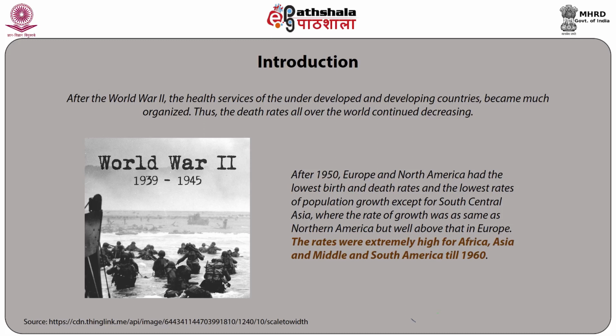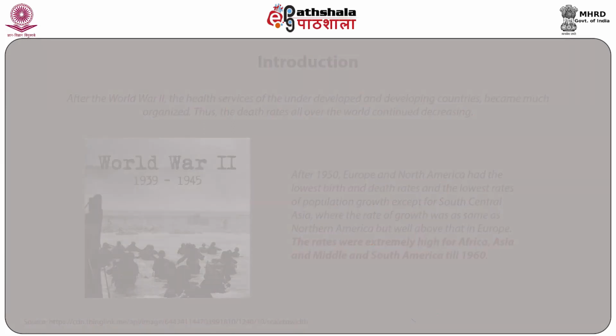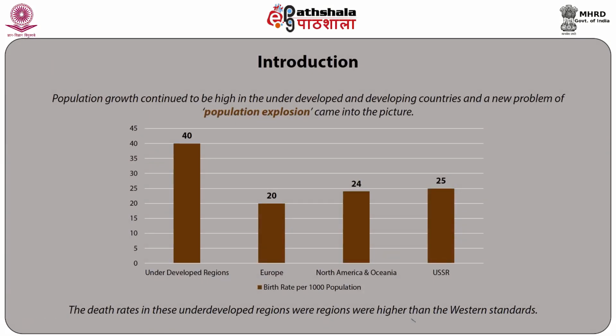After 1950, Europe and North America had the lowest birth and death rates and the lowest rates of population growth, except for South Central Asia, where the rate of growth was the same as Northern America, but well above that in Europe. The rates were extremely high for Africa, Asia, and Middle and South America till 1960. Population growth continued to be high in the underdeveloped and developing countries, and a new problem of population explosion came into the picture.